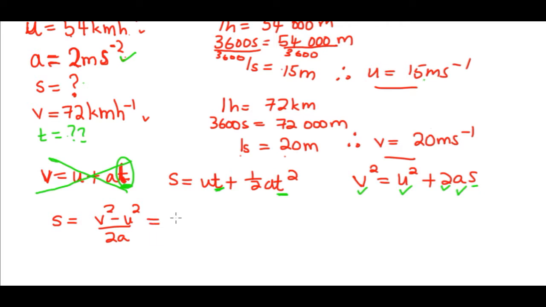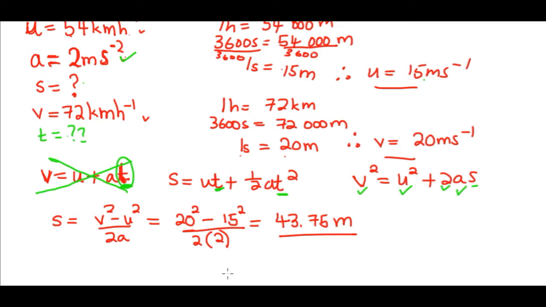What is my v squared? V is just 20. So here I'm going to say 20 squared minus, what is my u? 15 squared all over 2 times a, which is 2. So this is equal to, when you punch all of this in a calculator, as you are allowed to do, 43.75 meters. So my distance traveled is 43.75 meters. Straightforward like that. Easy stuff. And we tested our equations of motion.